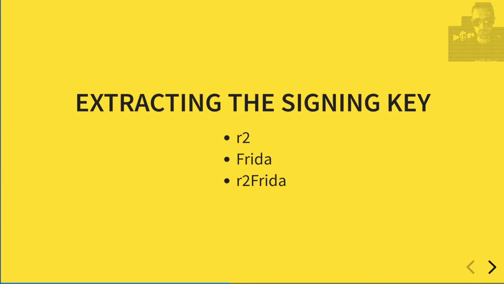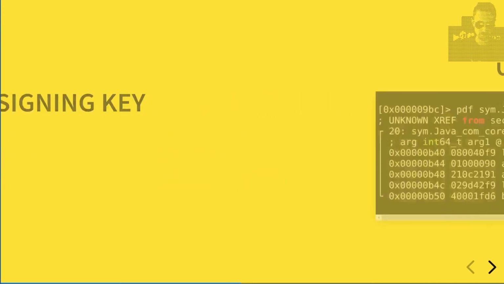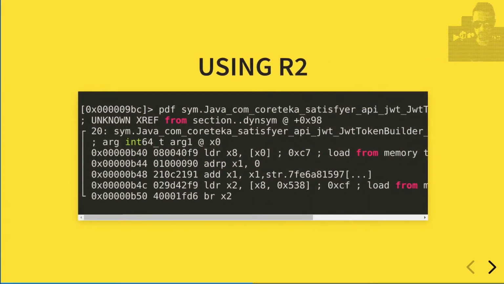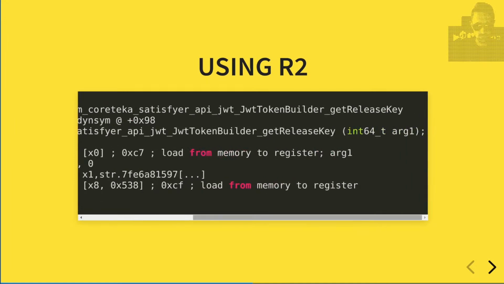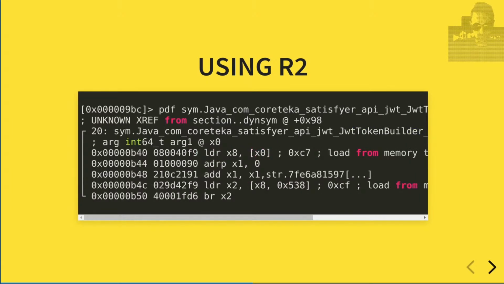So I wanted to extract this signing key and use it to make my own JWTs for any other user. And there are quite a few ways to extract this key. The simplest one being just using R2, opening the shared library and disassembling the getReleaseKey function. And as you can see, the key is embedded as a string constant.